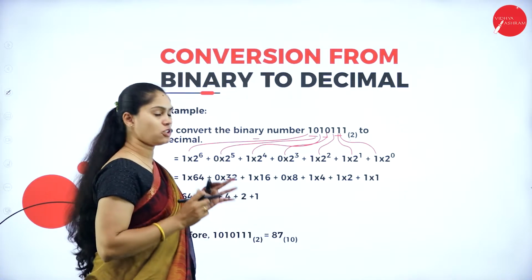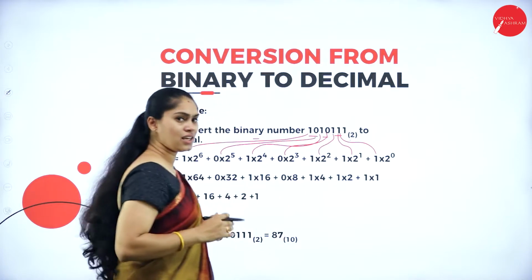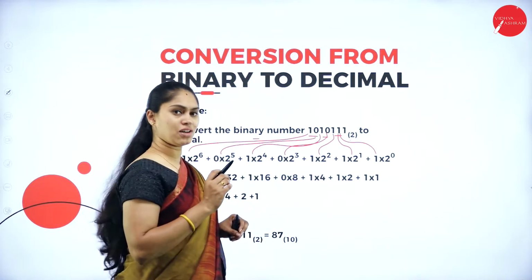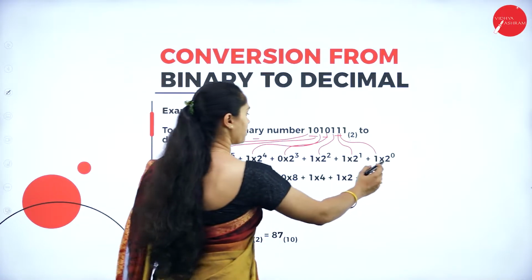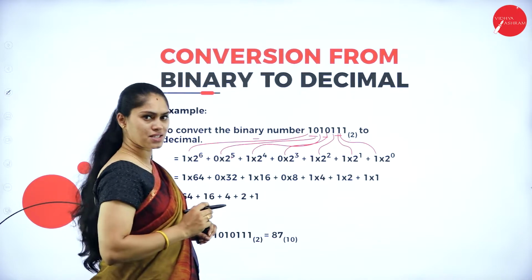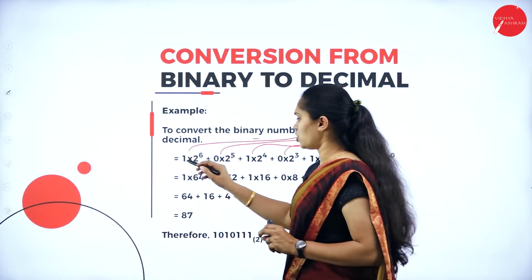Okay, I need to start giving a weightage from the rightmost bit. So here I don't have any fractional part, I don't have any binary point. So I will start giving a weightage from 0. So 2 power 0, 2 power 1, 2, 3, 4, 5 and 6. Fine. After this, what do we have to do in the second step?